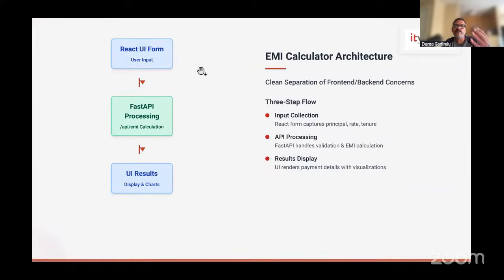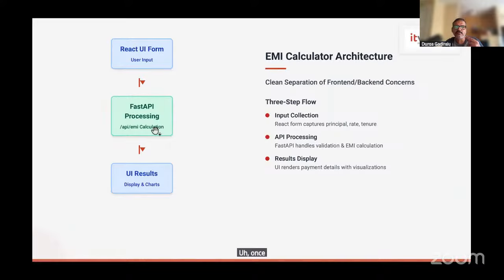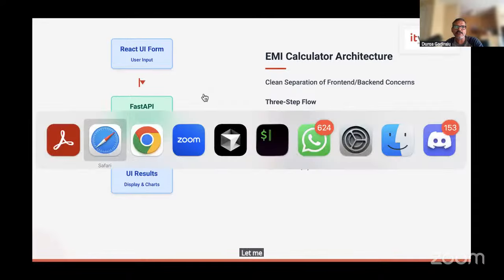From the higher level, the EMI calculator architecture is you have a React-based form where you enter the details, and then it will invoke slash API slash EMI or slash calculate to actually calculate. Once it calculates, you will get the results. Those results will be displayed here. Let me show this in action.